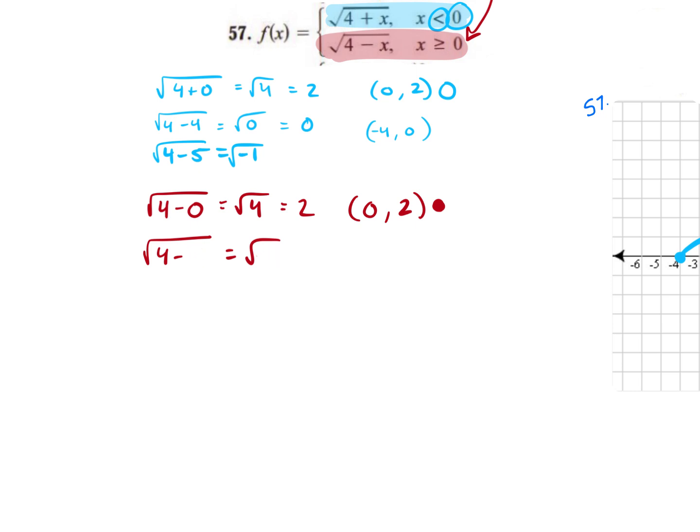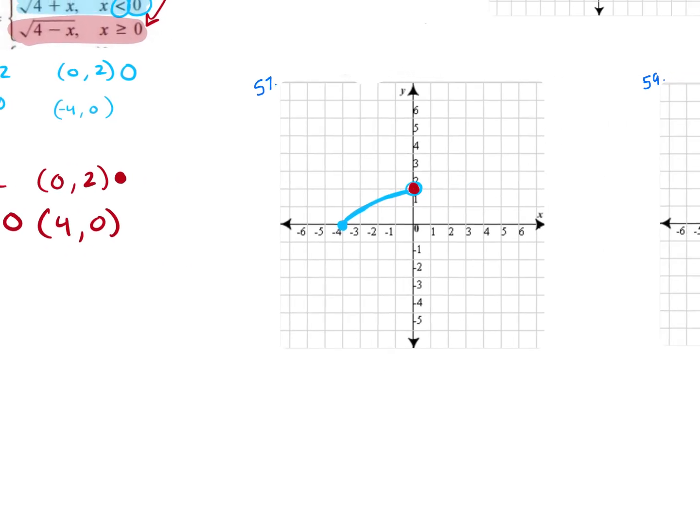So what do you think a good number to plug in would be? 4. 4 minus 4 would be 0, and the square root of 0 is 0. So we plugged in 4 and got 0. So we're going to go to our graph. We go to the right 4, stay at 0. Our graph is going to have a little bit of a curve there because square root graphs have a little curve. And this would be our piecewise function. This would be our graph.